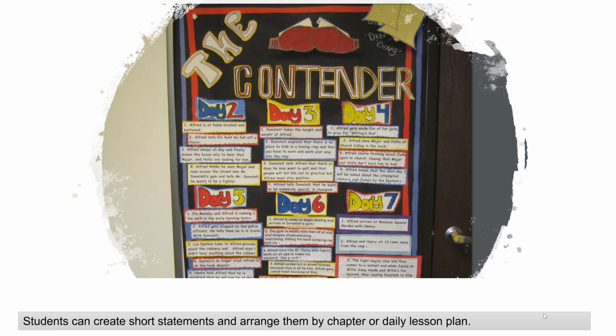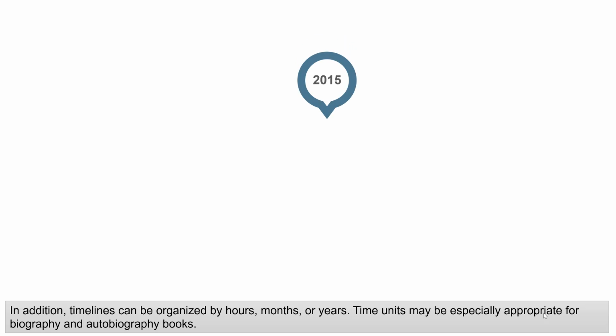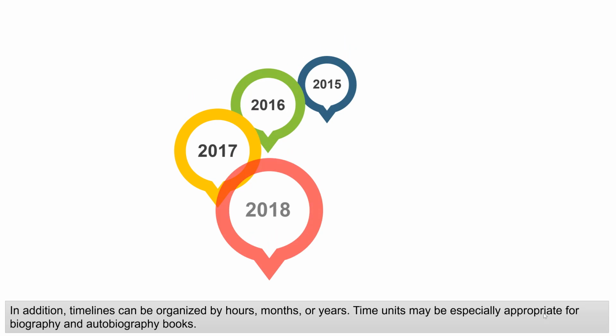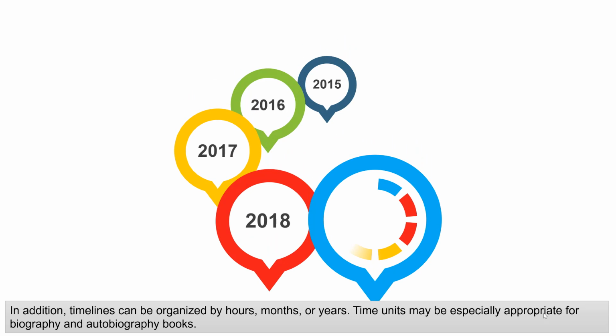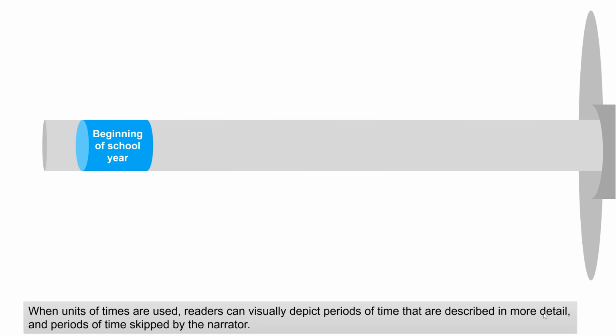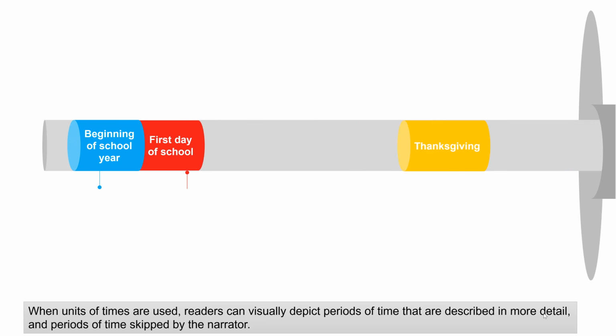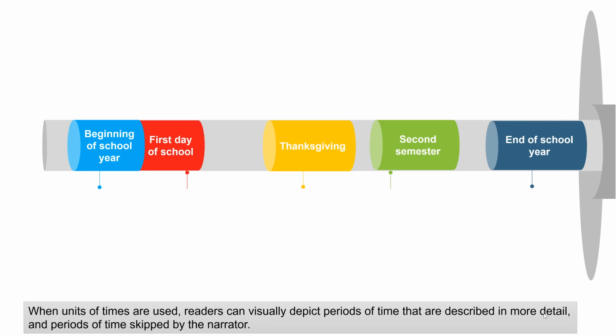Students can create short statements and arrange them by chapter or daily lesson plan. In addition, timelines can be organized by hours, months, or years. Time units may be especially appropriate for biography and autobiography books. When units of time are used, readers can visually depict periods of time that are described in more detail and periods of time skipped by the author.